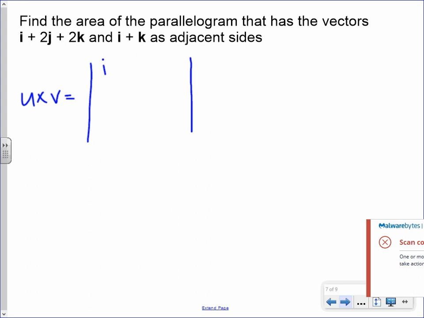So we're going to throw in I, J, K, and then vector U is 1, 2, 2. What do we write for our third row? 1, 0, 1. There's no J, so we put a 0. Okay, which is going to make it nice for us. Okay, so we're going to take our cross product here.